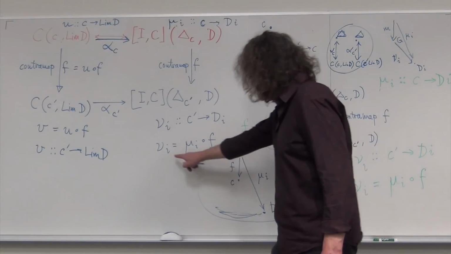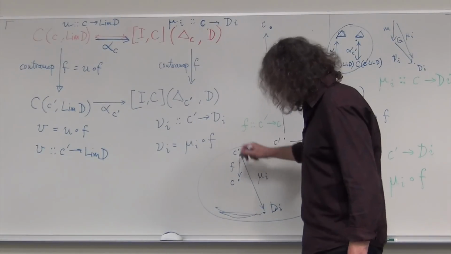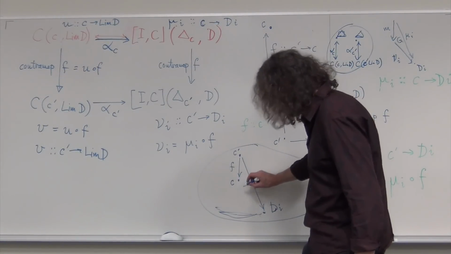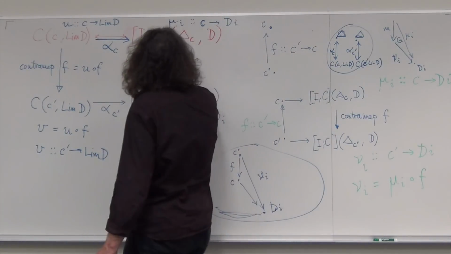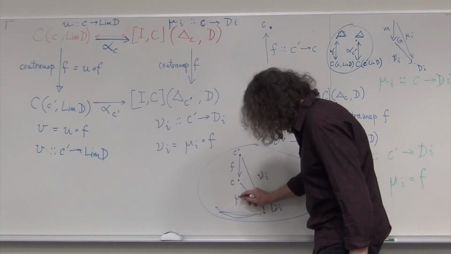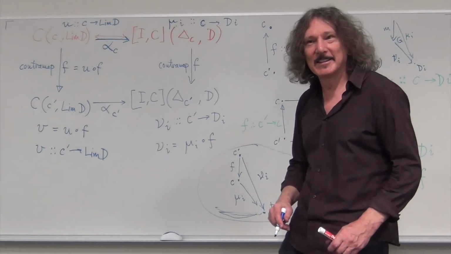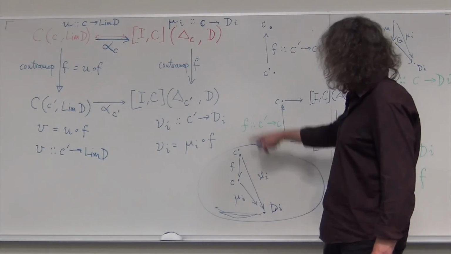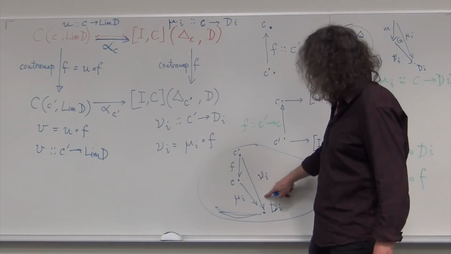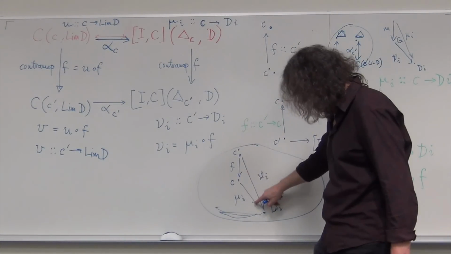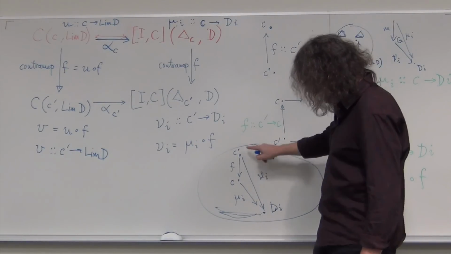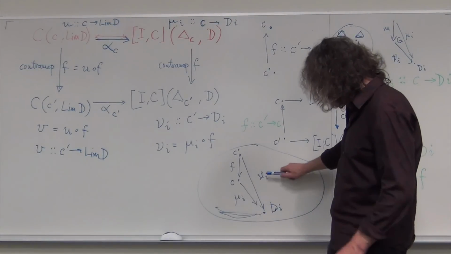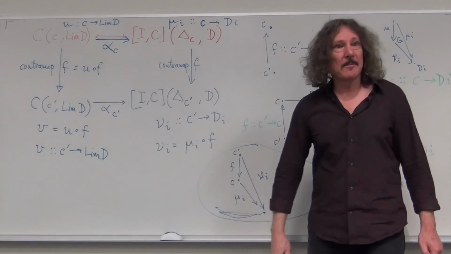And what's mu I? Mu I is the mapping from C prime to DI. No, sorry, this was mu I, right? Mu I is from C to DI. So this is mu I. It's important not to get lost. But if you just follow everything, this is mu I that goes from C prime to DI, and this is mu I from C to DI. This is F, from C prime to C, right? And this says that mu I is equal to mu I after F.